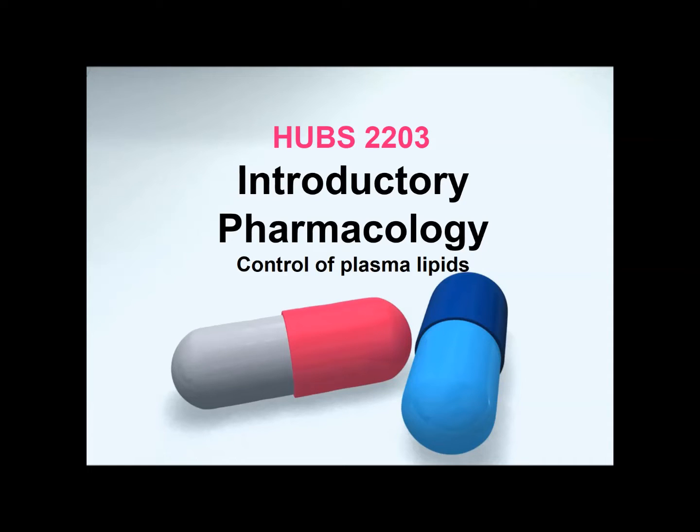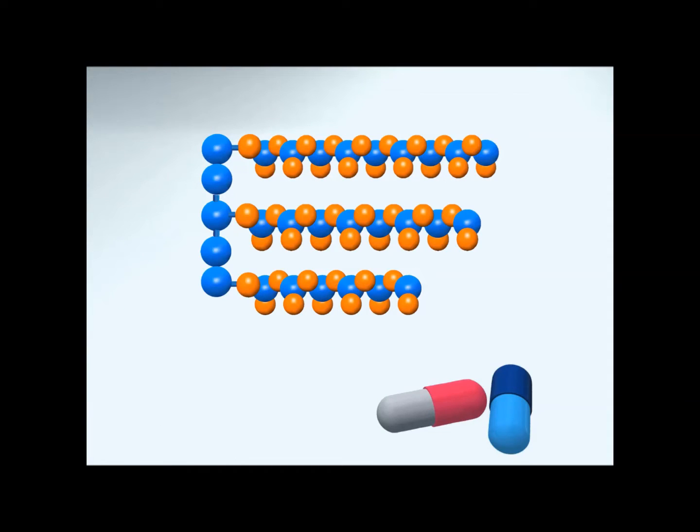In this section, we're going to look at the control of plasma lipids. And the first thing we should do probably is talk about what the normal metabolism of lipids in the blood looks like and why we should want to control it. Now, let's just get something out of the way here.